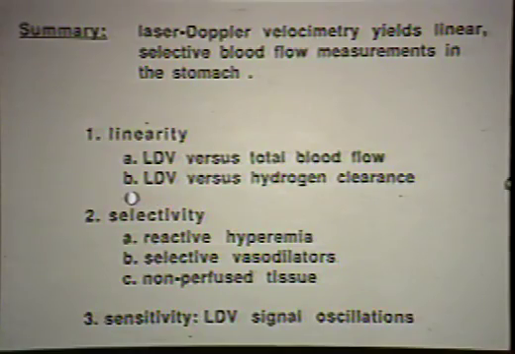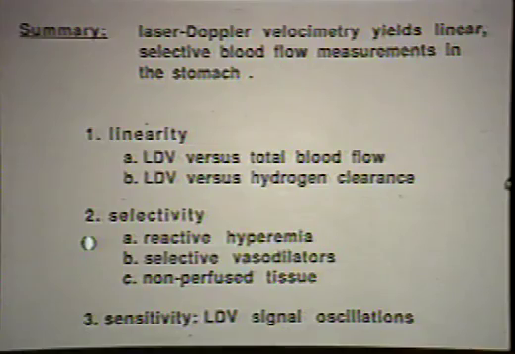The selectivity of the measurement is going to be highly dependent on the thickness of the tissue. I can't emphasize that enough. If you start using a smaller animal like a rat, you're likely to have a transmural measurement, not a selective measurement. But in our case, the reactive hyperemic responses, which were seen in the mucosa but not from the muscularis, the selective vasodilators with the increase in mucosal flow not seen from the serosal side, and our non-perfused tissue, all of these things combined suggest very strongly that it's a selective measurement in the canine stomach.